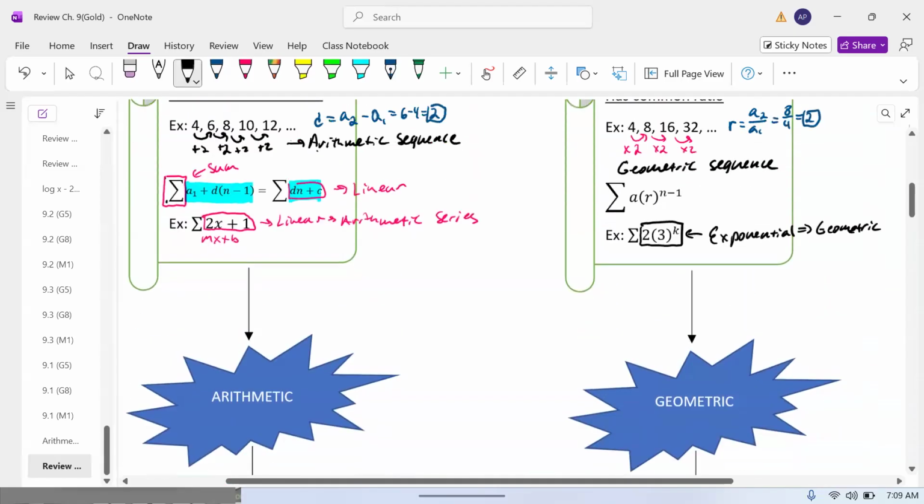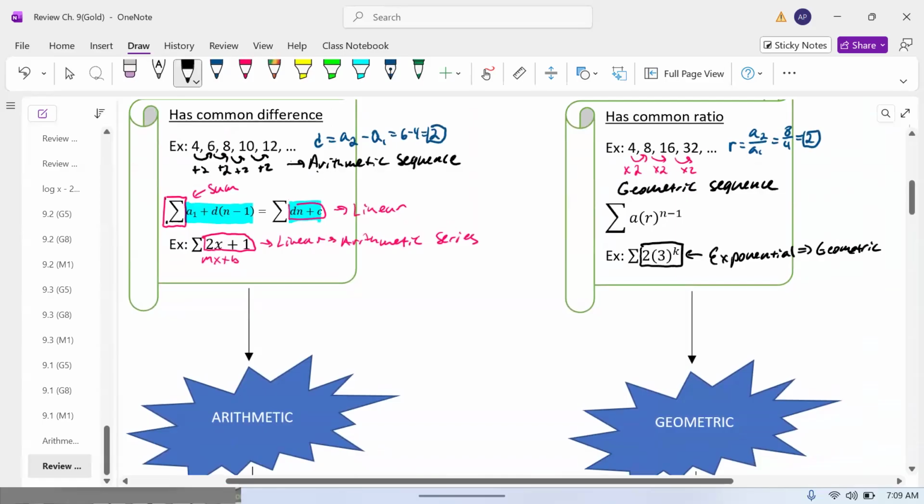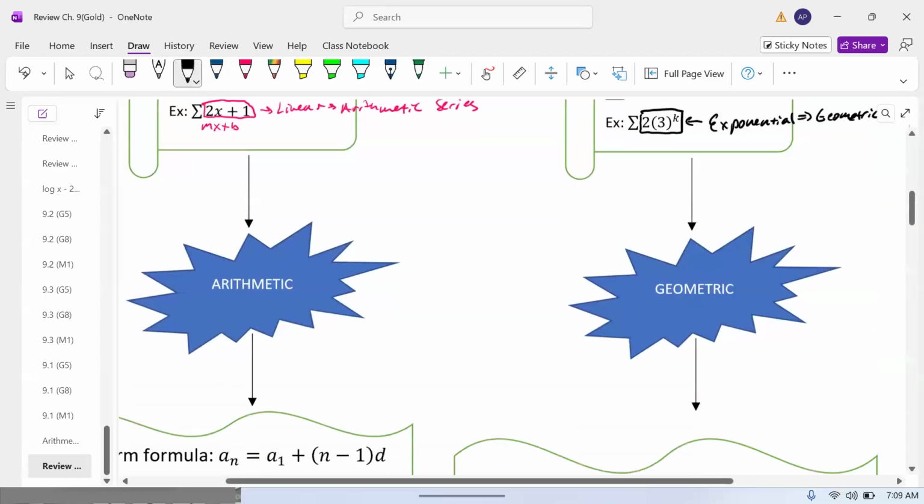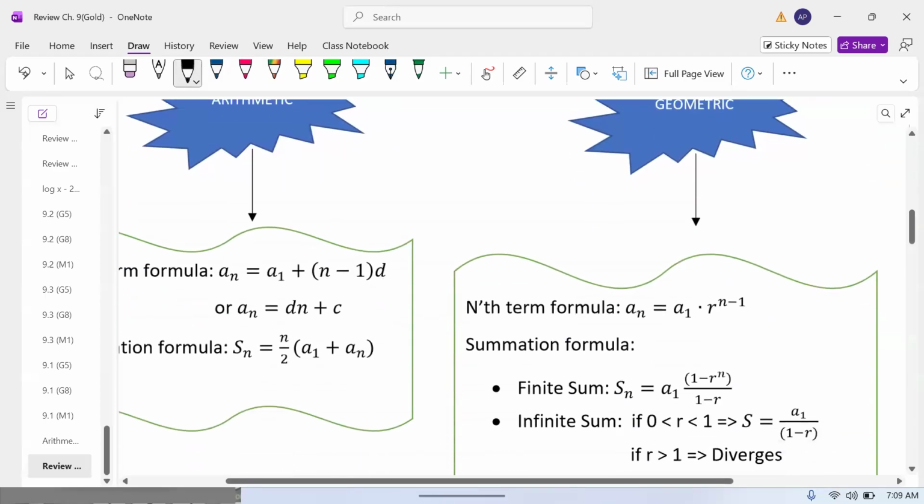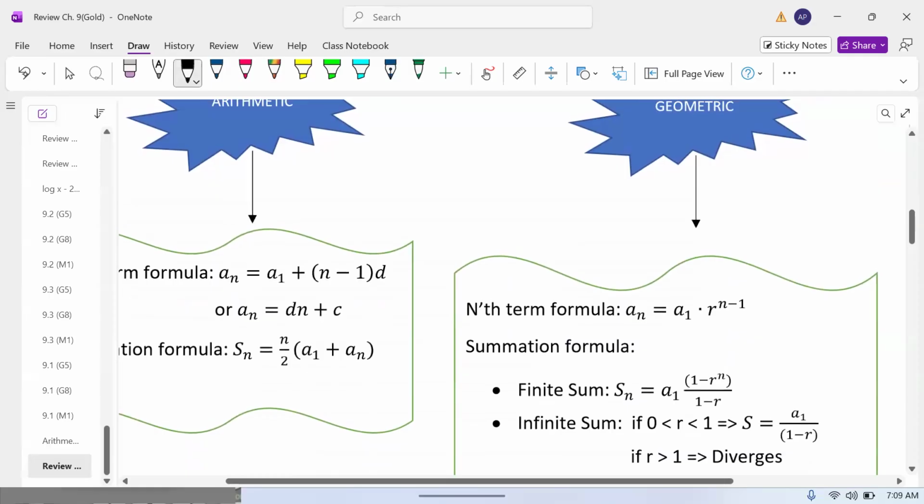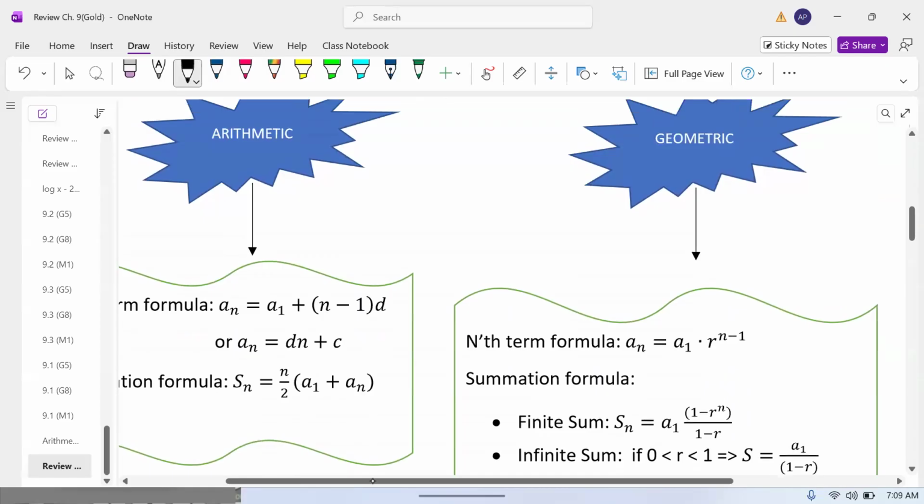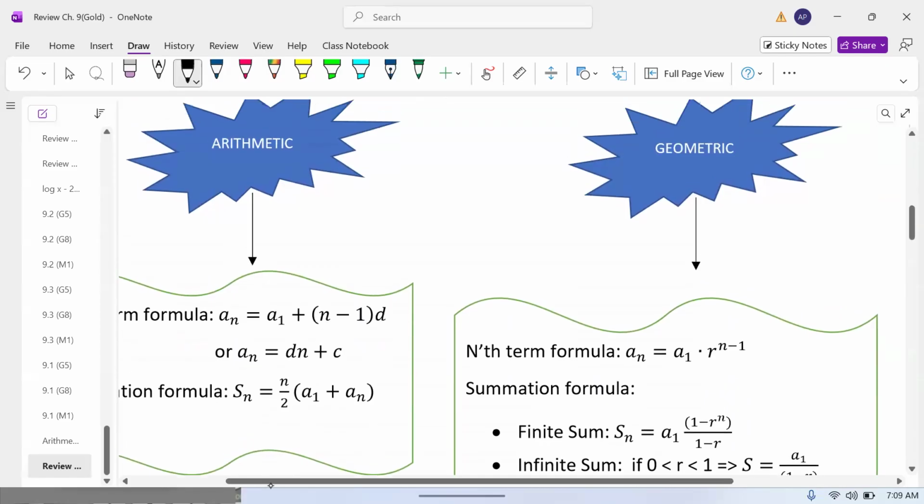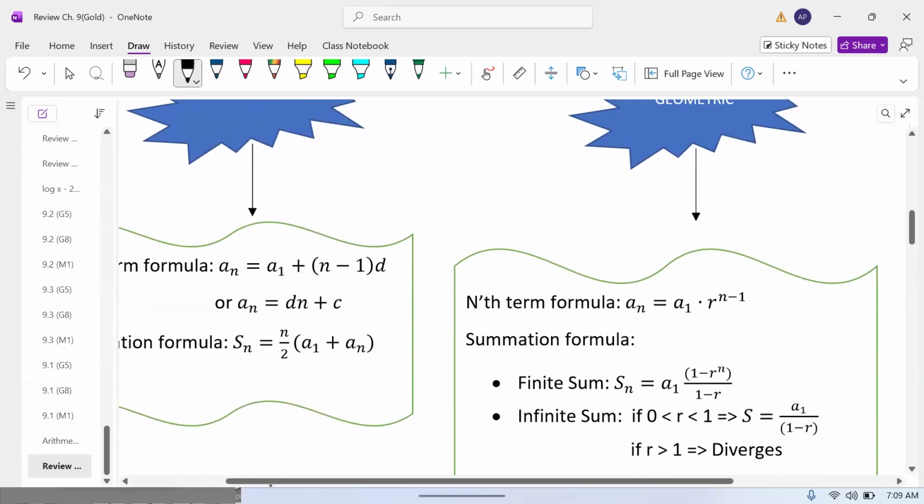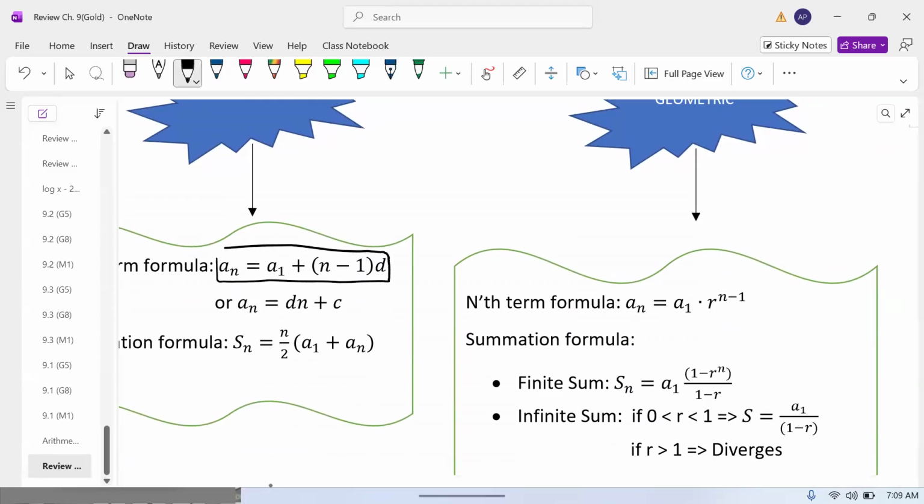Now, the reason why we're focusing on these two is because there are many other types of sequences and series. Some of them have names and formulas, some of them don't. But the reason why we are focusing on these two is because these two we do have formulas for. So please remember that for an arithmetic sequence, we have the nth term formula, which is right here. And this is the one that I usually use.